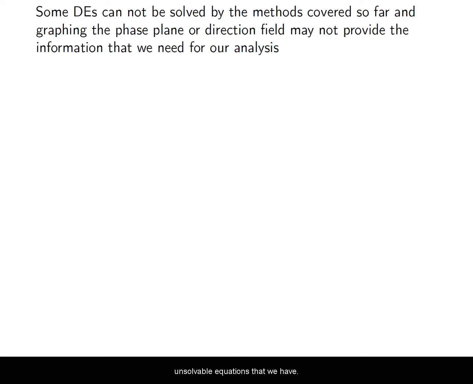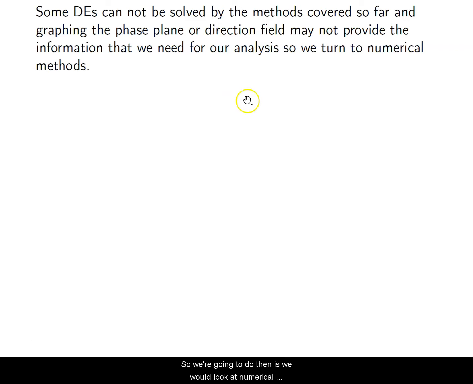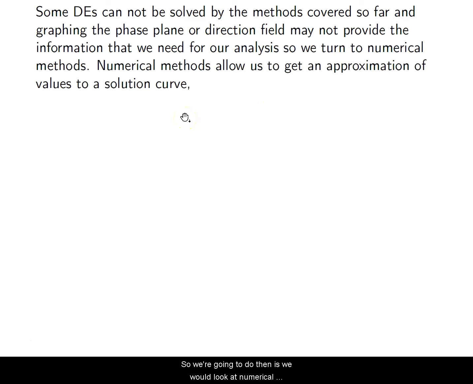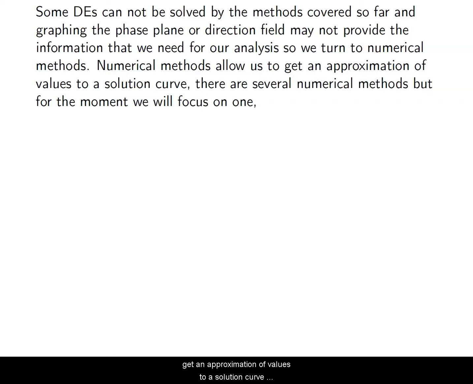Maybe for these unsolvable equations that we have, looking at the direction fields like we did in 2.1, I believe, is not going to give us enough information for analysis. Maybe I need to have actual values, or I need to really be able to look at some values, right? So what we're going to do then is we would look at numerical methods, okay? So this will allow us to have a deeper analysis of what the solutions look like and how to manipulate them, right? So numerical methods allow us to get an approximation of values to a solution curve, right?